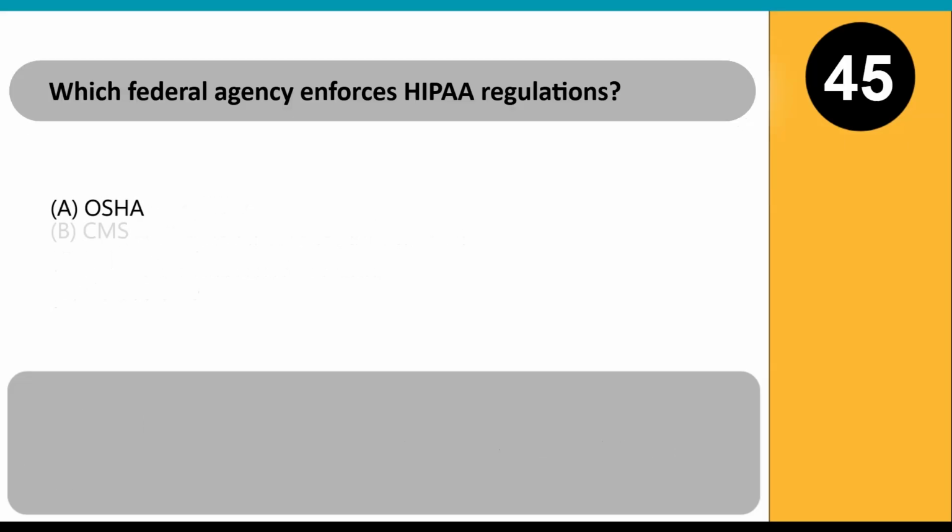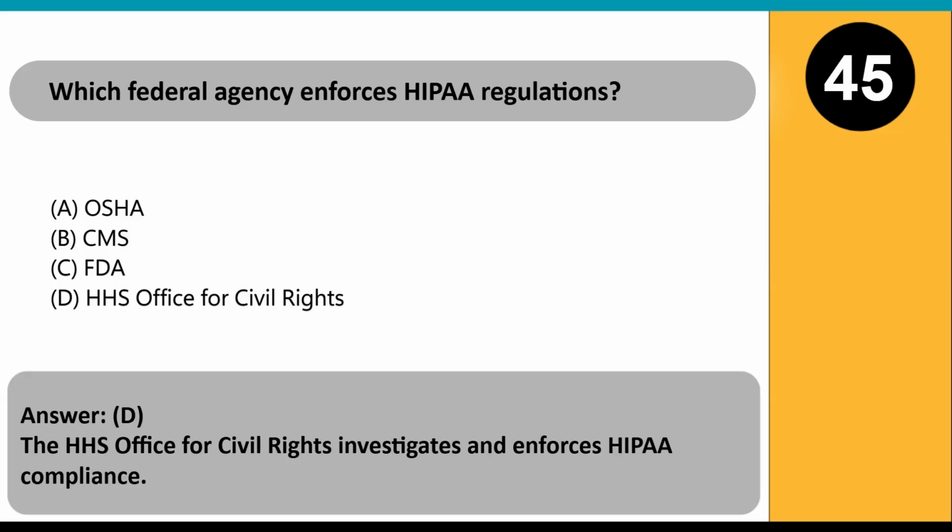Which federal agency enforces HIPAA regulations? A. OSHA. B. CMS. C. FDA. D. HHS Office for Civil Rights. Answer: D. The HHS Office for Civil Rights investigates and enforces HIPAA compliance.